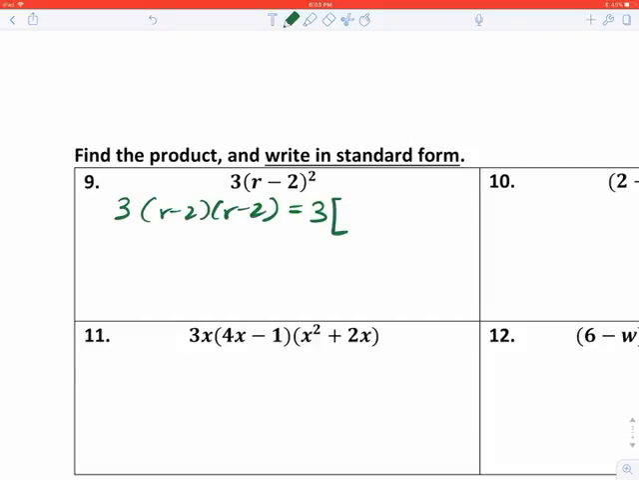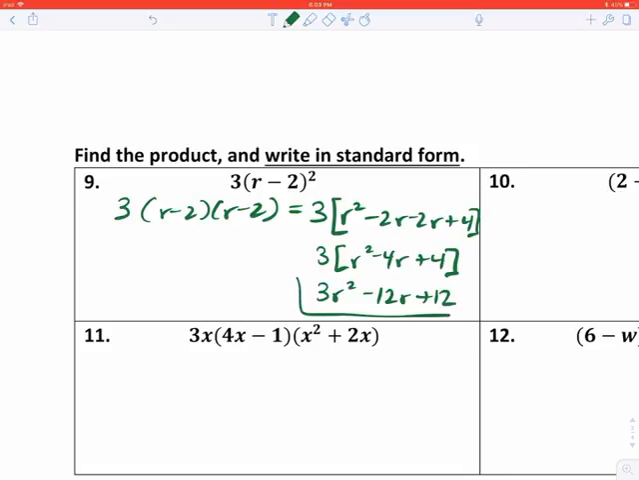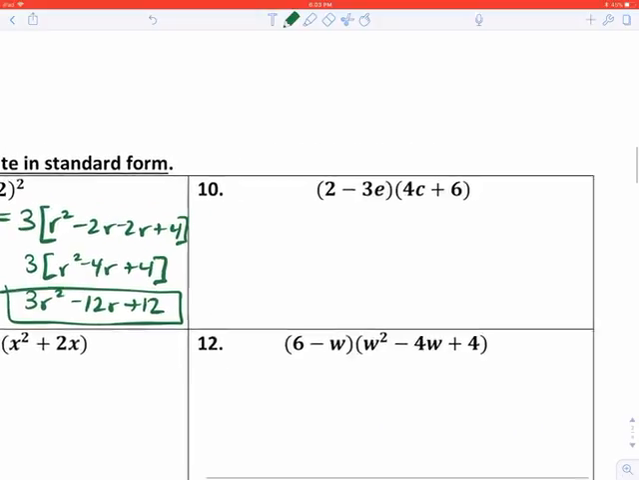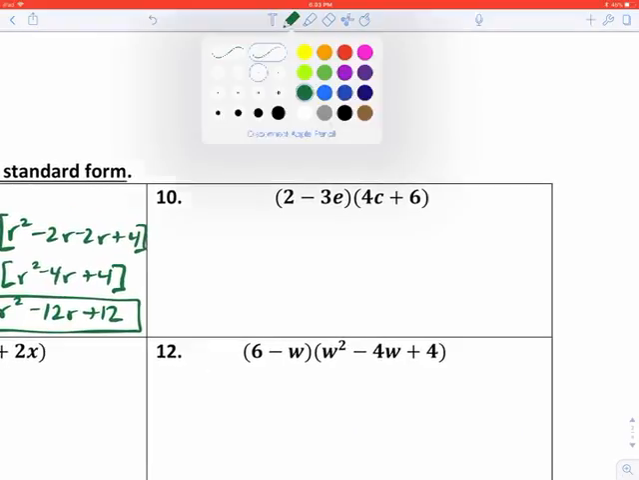This will give me, I'm going to use brackets here, r squared minus 4r plus 4, okay? And then I have 3 times r squared minus 4r plus 4, and then 3r squared minus 12r plus 12. Okay, let's check out number 10.